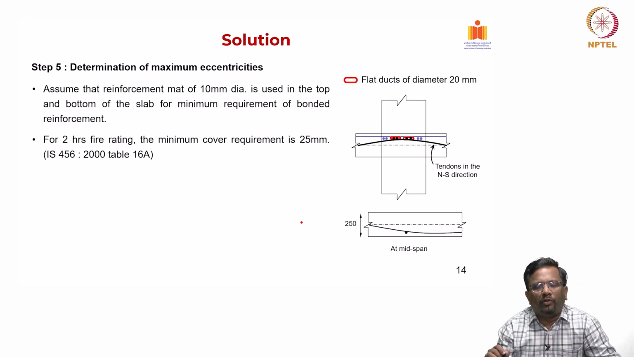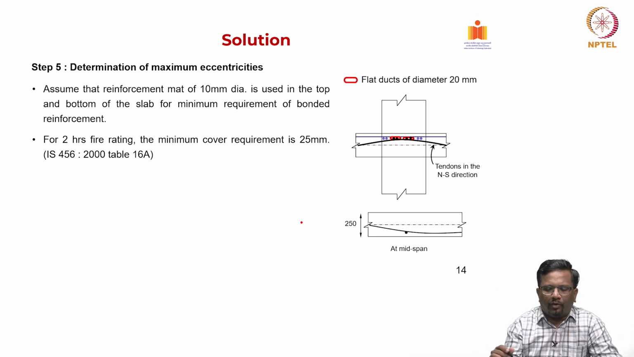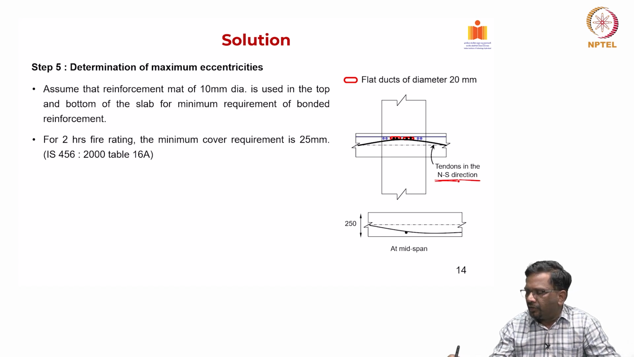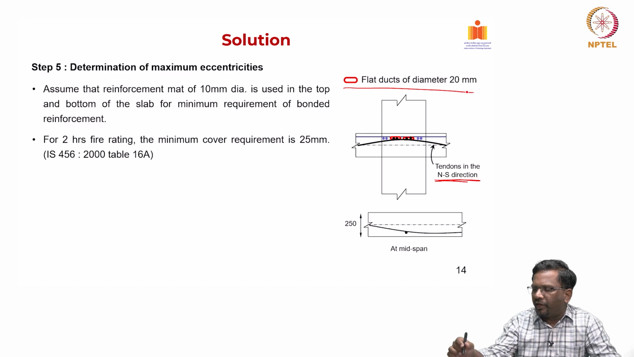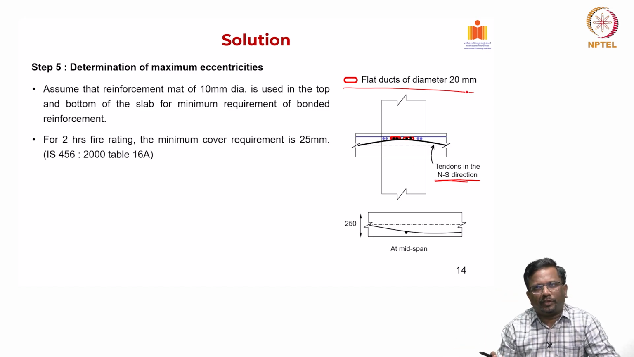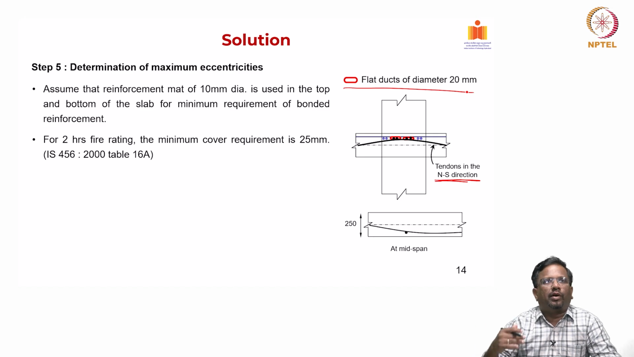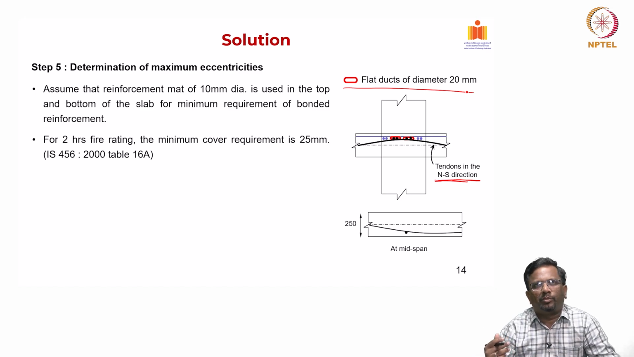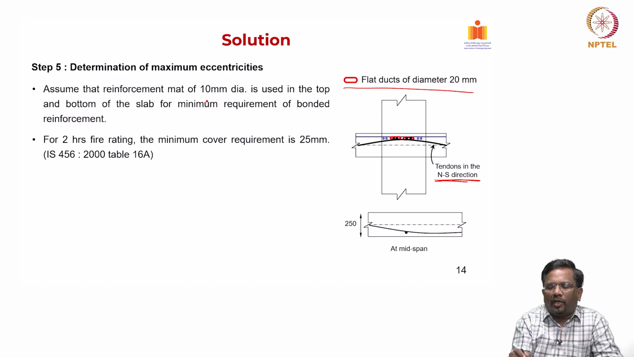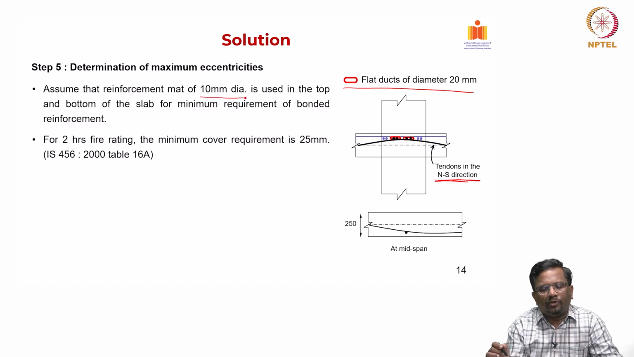Now, the determination of the maximum eccentricities: let us look at how much is the maximum eccentricity that is possible, right. Now this is what I said. This is the tendon in the north-south direction, and the red color ones are the flat ducts going in the east-west direction. So accordingly, you have to calculate what is the maximum eccentricity that is available. Now I am assuming that 10 mm dia non-prestressed steel is also used as per the code recommendations.